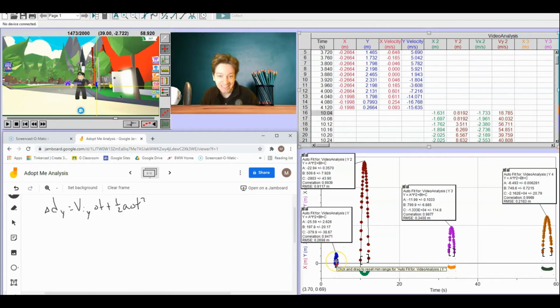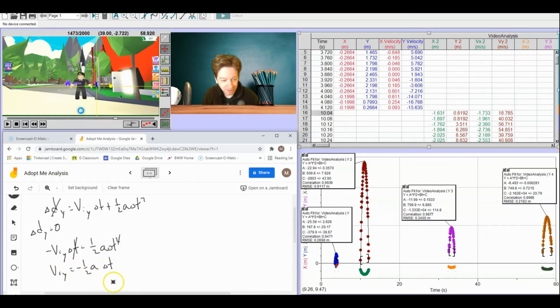So if I'm going to take the time for the entire jump, that means the displacement in y is going to be 0. So I can get rid of that displacement, and I'll bring one term to the other side. So you'll get minus v_iy times Δt equals 1/2 a Δt². And I know time is not going to be 0, so I can cancel one of those times out. And I will get initial velocity, if I bring the negative over, equals negative 1/2 a times Δt.